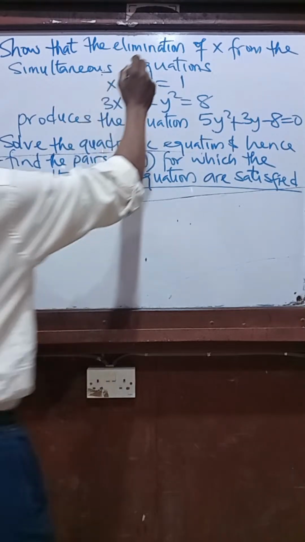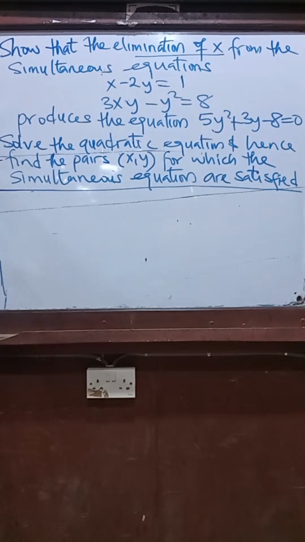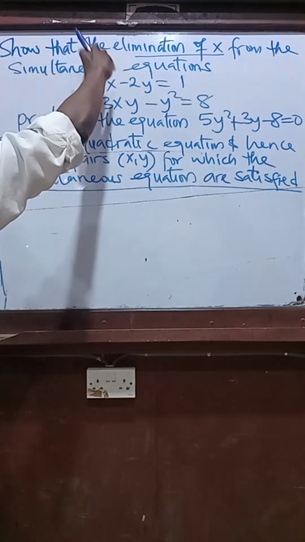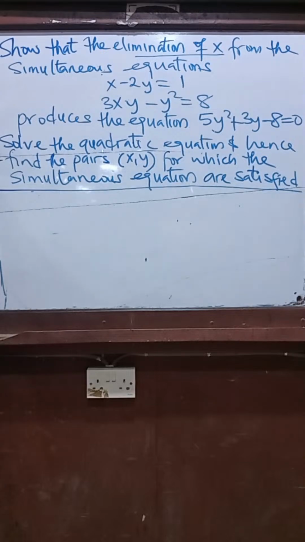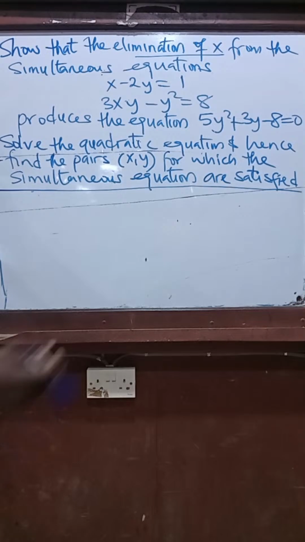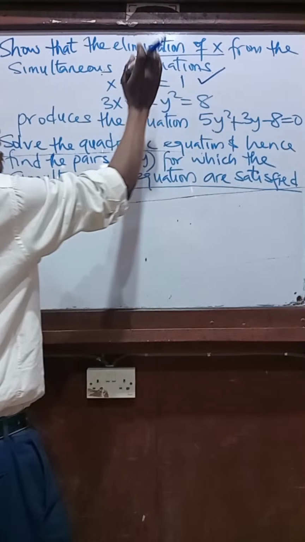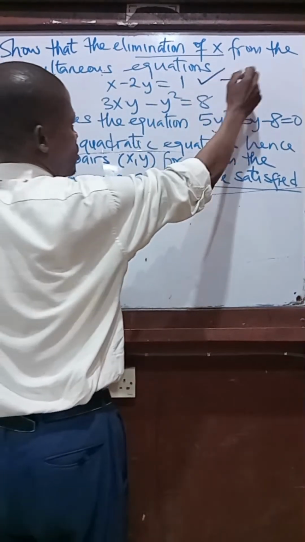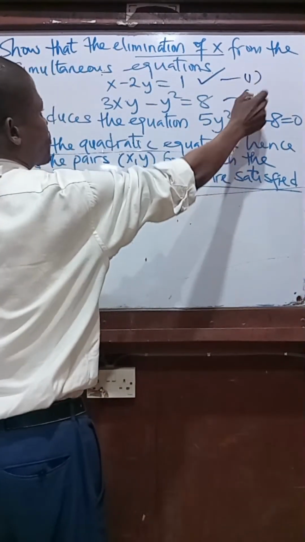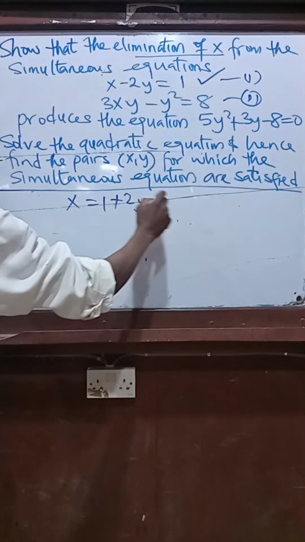The first one, the elimination of x from this equation. What they mean is that for you to eliminate x, we're going to make x a subject in any of the equations. But it will be much easier for us to make x the subject from the first equation. So call this one equation 1, call this one equation 2. So x is equal to what? 1 plus 2y, equation 3.